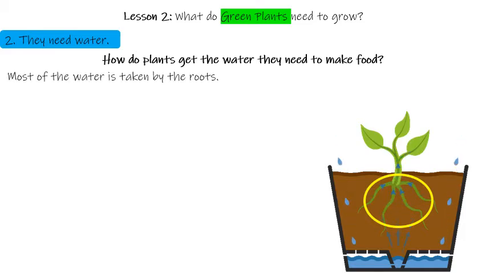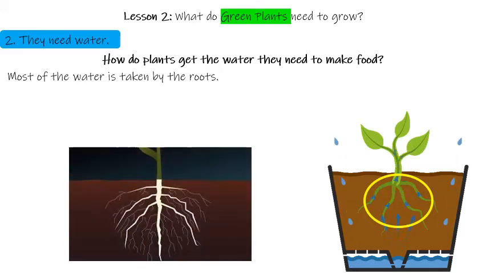Okay, most of the water is taken by the roots. Look at the arrows right here. So water moves from the soil. The roots suck the water from the soil, and then the water goes up in the stem, then to the leaves. Okay?